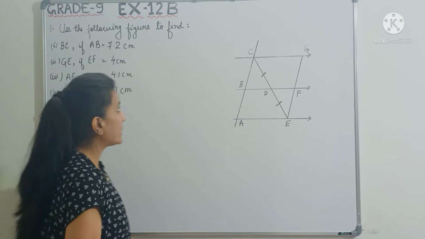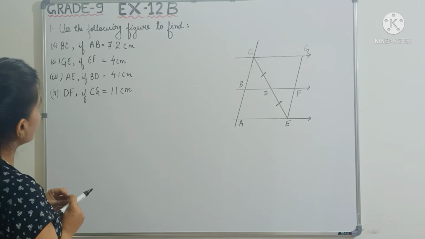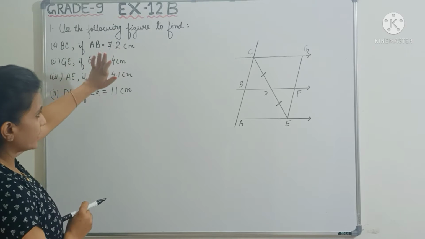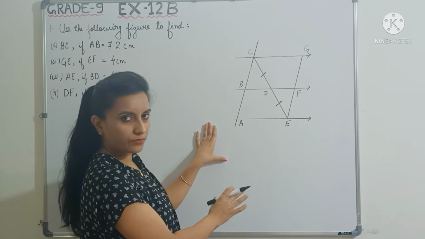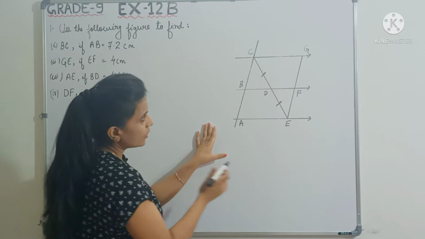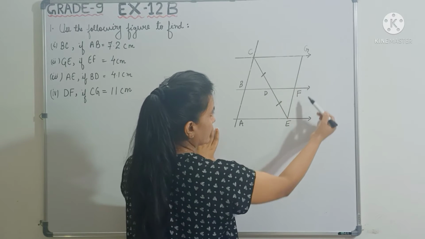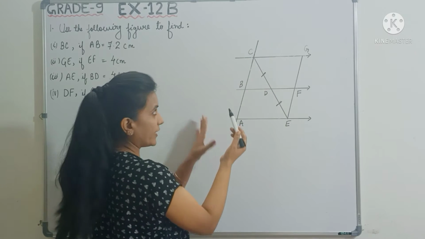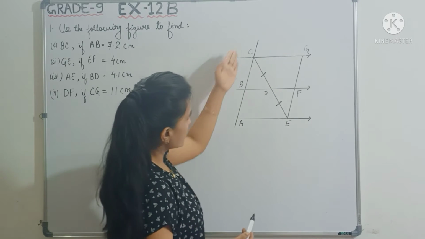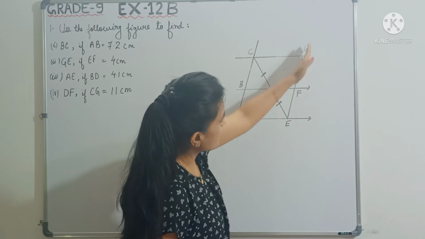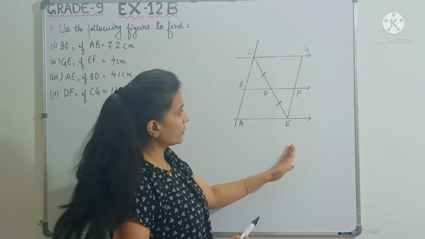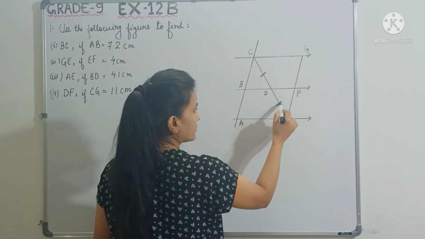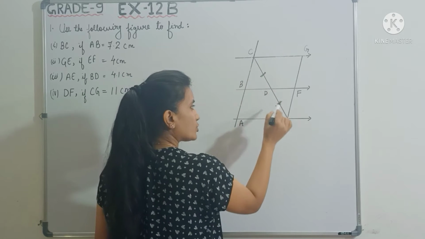So question number 1 is, use the following figure to find BC if AB is 7.2 centimeter. So first let's observe the figure. Let's see what is given here. You can see that there are three parallel lines and you can see three transversals also, right? This is one transversal, this is another transversal, and this is the third transversal. Now what else is given? You can see these marked, right? It means that CD is equal to DE.